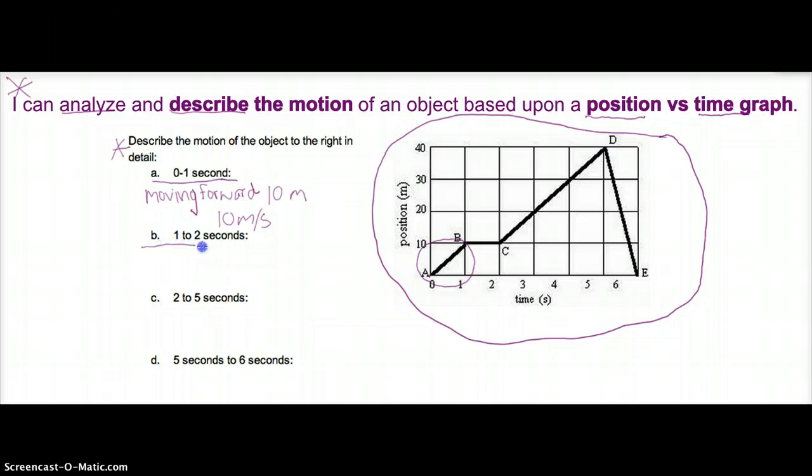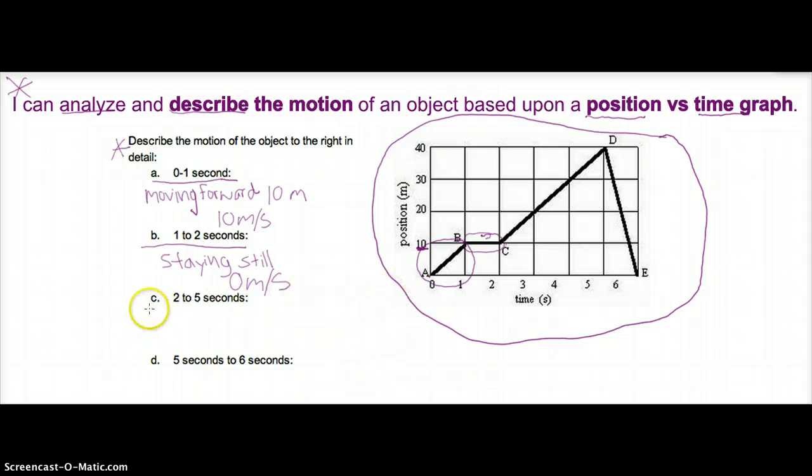Okay, now let's take a look at 1 to 2 seconds. That's right here. As you can probably tell, you're at exactly 10 meters away from the reference point, and you are 10 meters away between 1 and 2 seconds. You're actually just staying still. So you're staying still at this point, at a velocity of obviously 0 meters per second.